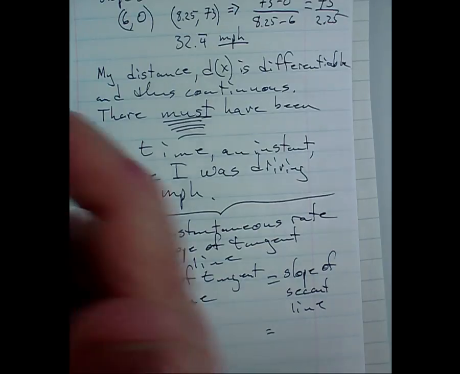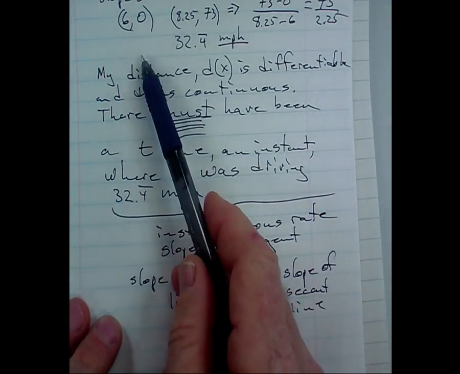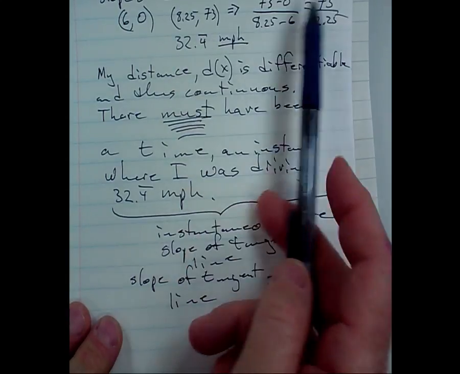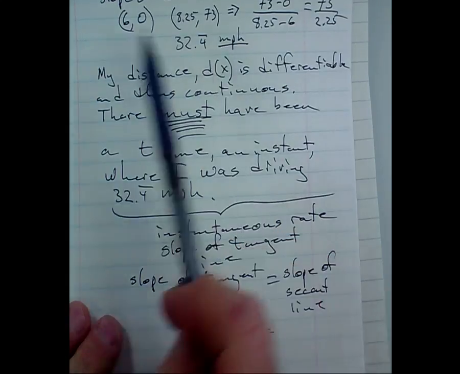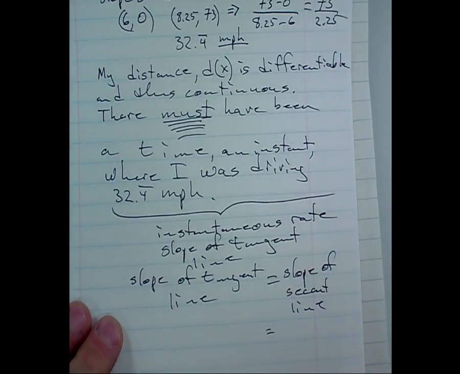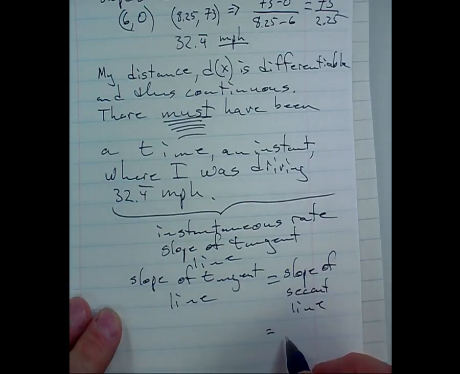You know, like Jack, he came up with these 2 points, right? And we figured out the slope of the secant line, which was 32.4 repeating, right? That was my average rate. How did he figure them out? By using the slope formula. Okay, which looks like what?